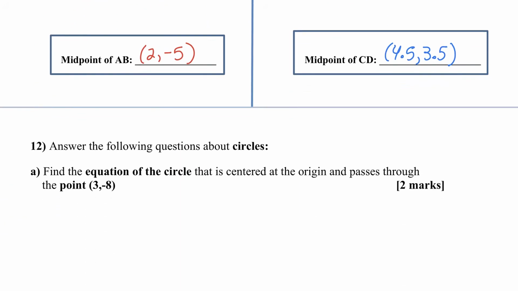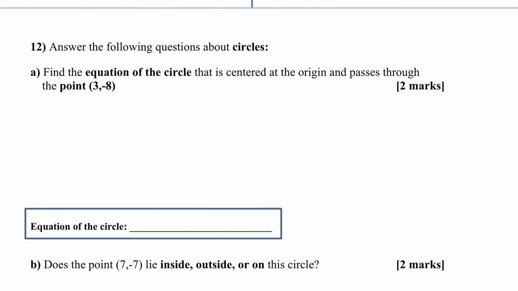Let's move on to question 12, which is about circles. Part A says find the equation of the circle that is centered at the origin and passes through the point (3, -8). So that point is an xy coordinate that is on my circle. An equation of a circle centered at the origin is always of the format x squared plus y squared equals the radius squared.